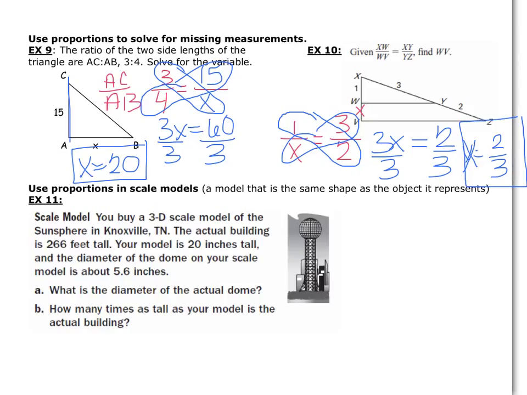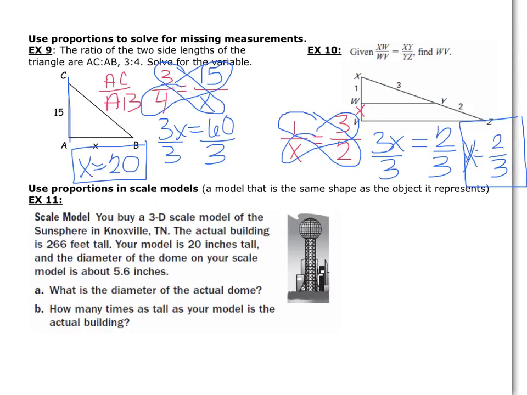All right, lastly, you can also use proportions in scale models. A scale model is a model that's the same shape as the object it represents, but it's a different size. So again, we're going to talk about similar. That's what we're getting into. And similar means same shape but different size. So you have a scale model.